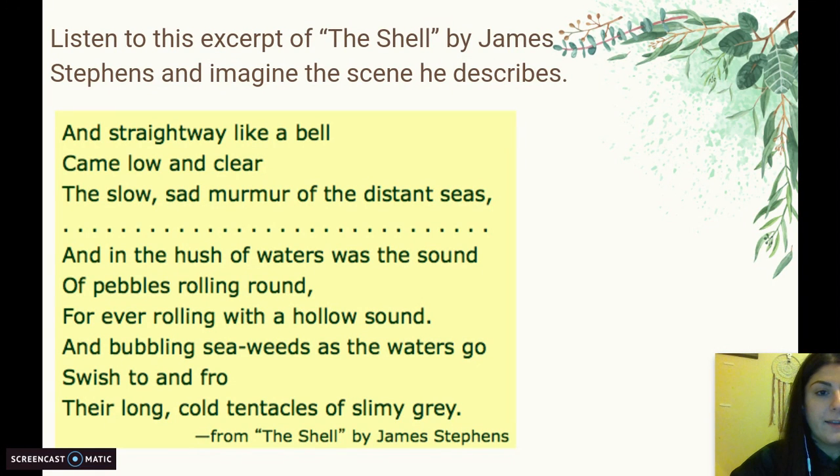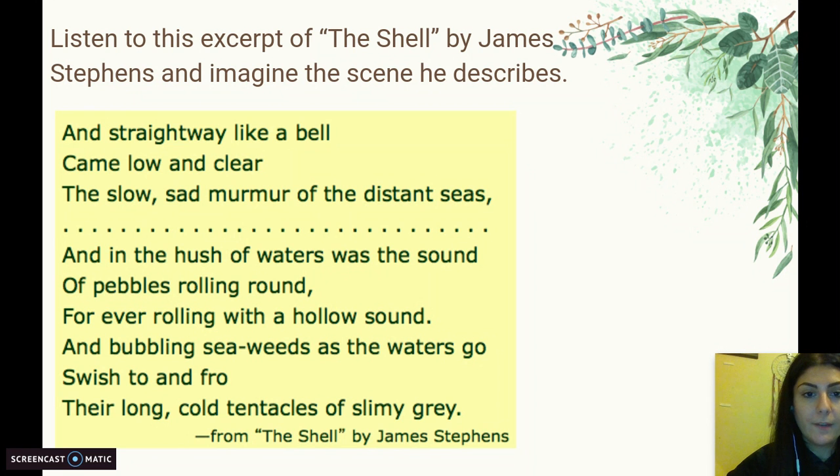And straightway, like a bell, came low and clear the slow, sad murmur of the distant seas. And in the hush of waters was the sound of pebbles rolling round, forever rolling with a hollow sound, and bubbling seaweeds as the waters go swish to and fro, their long, cold tentacles of slimy gray.